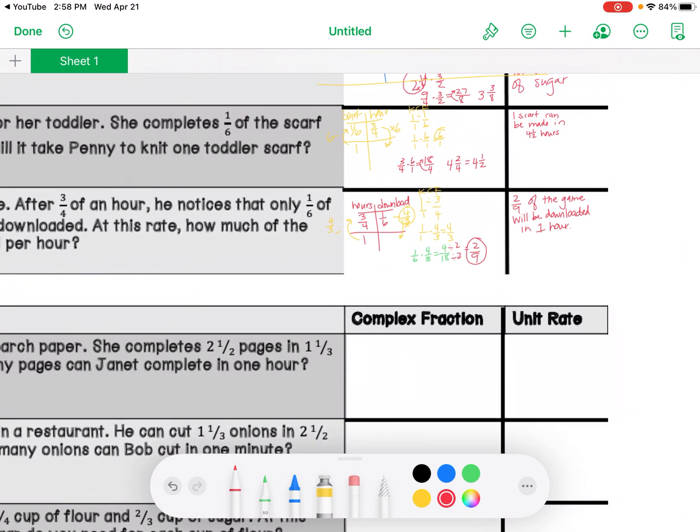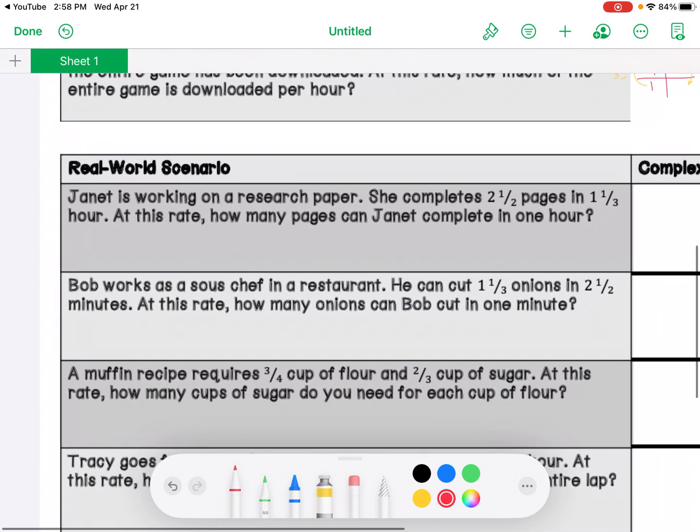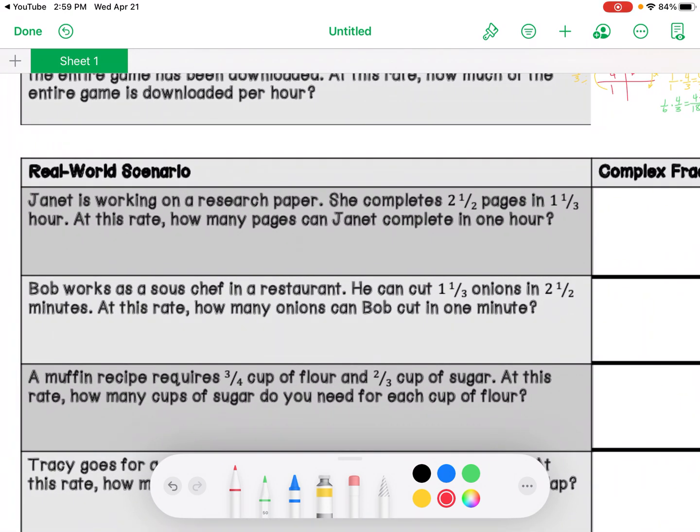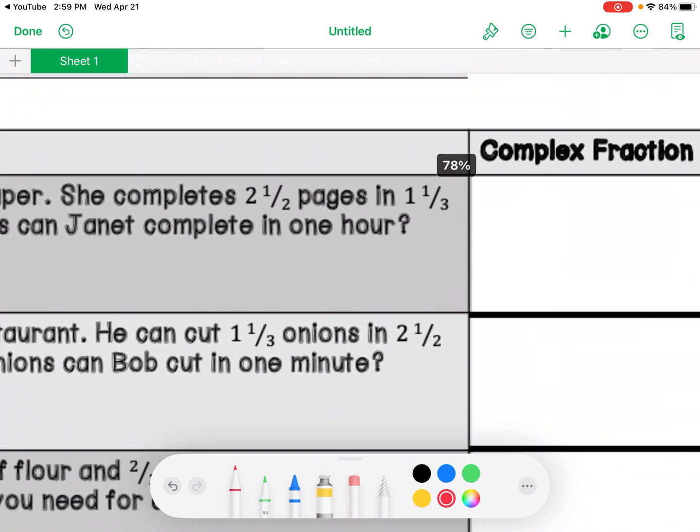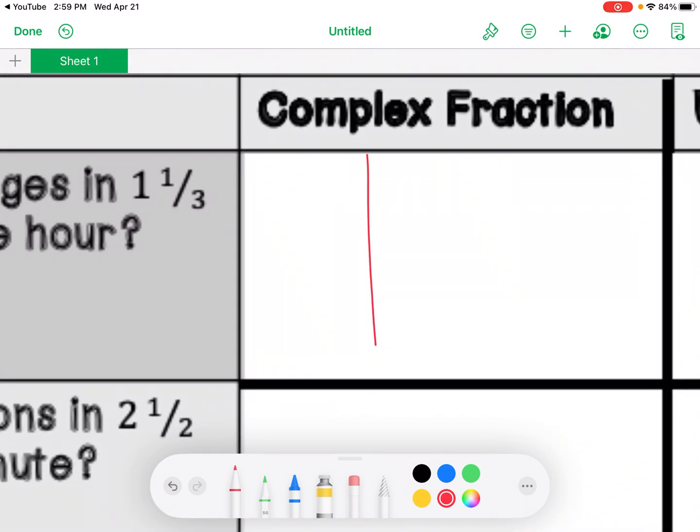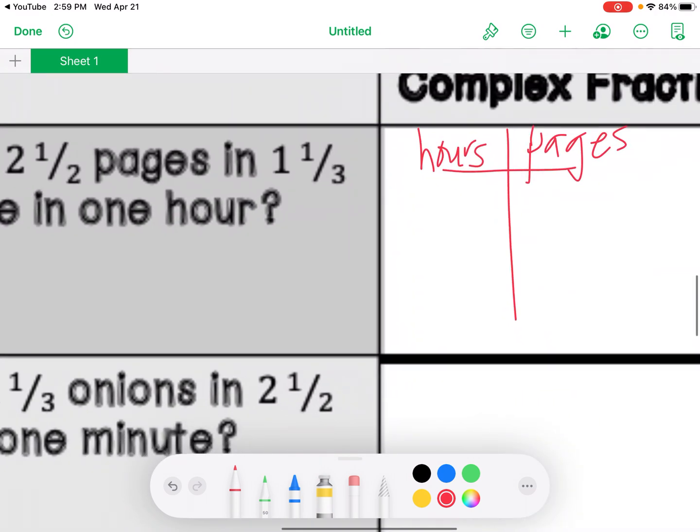All right, so that's the first one. So now I'm going to do the second one. It says Janet is working on a research paper. She completes 2.5 pages in 1 1/3 hours. At this rate, how many pages can Janet complete in 1 hour? So again, I've got my table. I've got hours and pages. So 2.5 pages in 1 1/3 hours. I want to figure out in 1 hour.